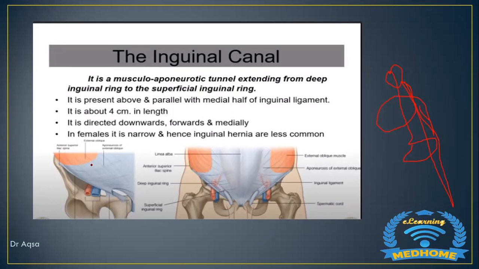And if you look here in this diagram, it is coming from the back side. It is coming posteriorly, that this is the anterior superior iliac spine and the pubic tubercle. So posteriorly we have the deep inguinal ring, and we have the superficial inguinal ring. In between, the space is called the inguinal canal.